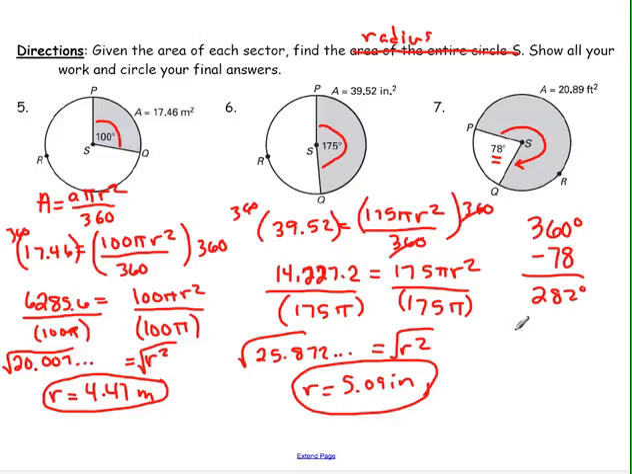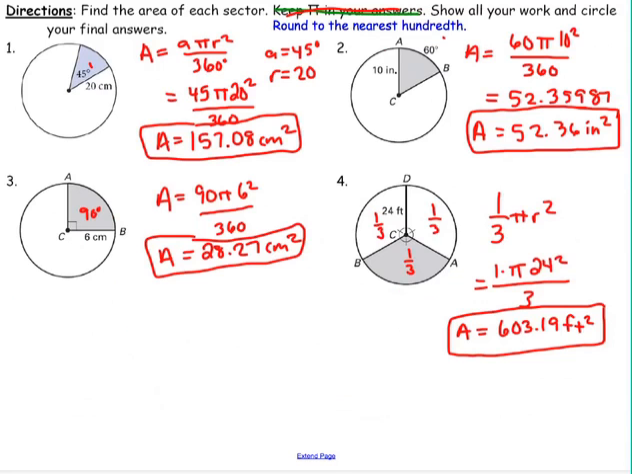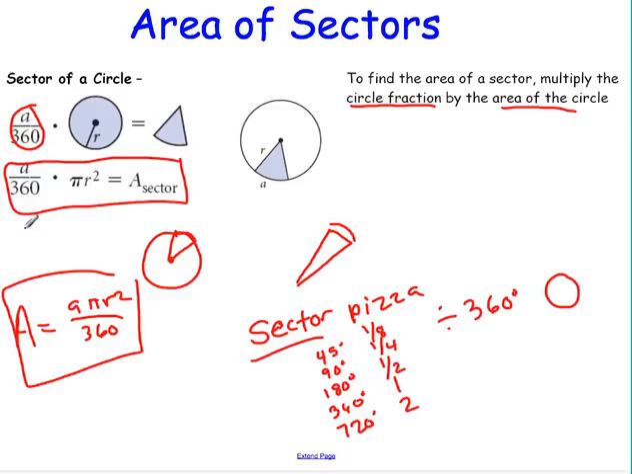So when I set this problem up, I'll have area, which is 20.89, equal to 282 pi r squared. I'll divide this by 360. I'll let you try to solve this. I'll tell you what the answer is just so that you know what it is. When you round it to three significant figures, you should get 2.91 feet as your answer. So make sure that you're able to do that and to show all that work. Again, what we're talking about today is sectors. You can think of it as a piece of pizza. You're just finding it. Again, the formula is your circle fraction times the area of your circle.